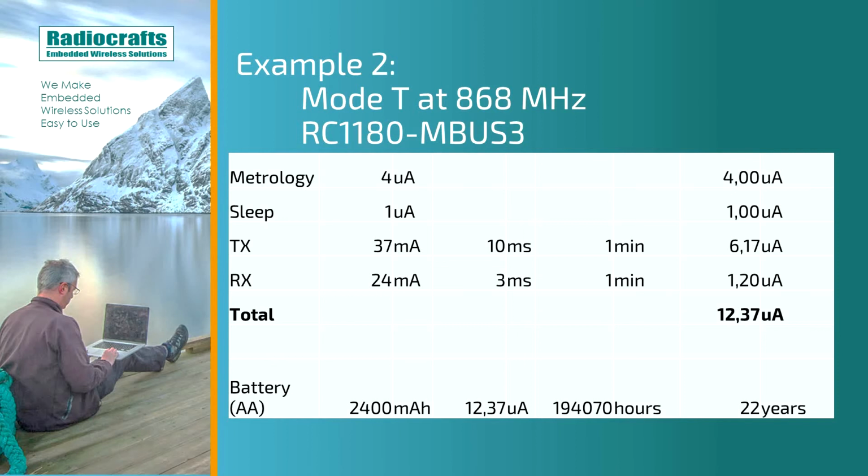Again, after every transmission, we listen for a short time, 3 milliseconds. During reception, we have a current consumption of 24 milliamps, giving us an average of 1.2. And in total, we are at 12 microamps. Using the same battery, in this case, we will get 22 years of battery lifetime. So again, we see that it's possible to make a metering system with quite frequent transmissions, but still very long battery lifetimes.